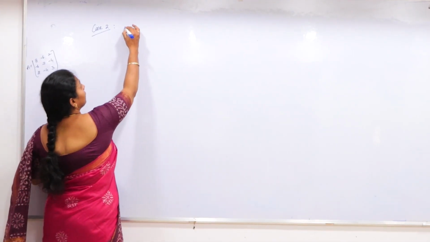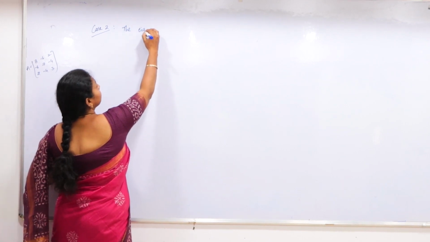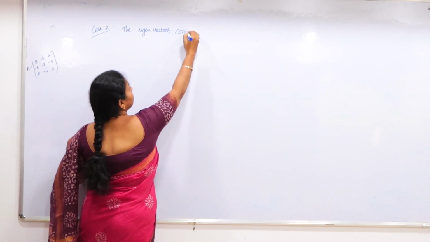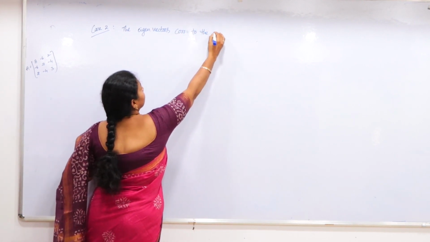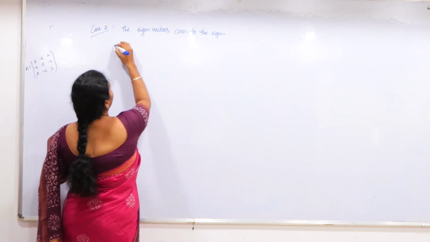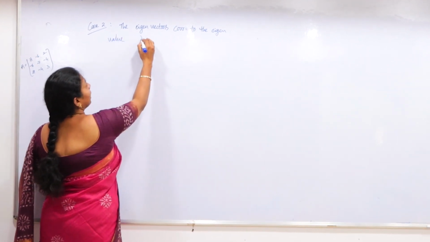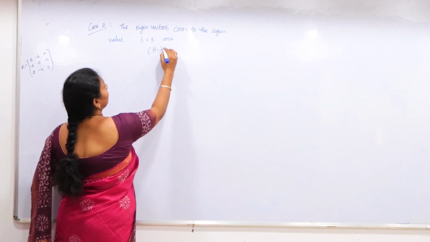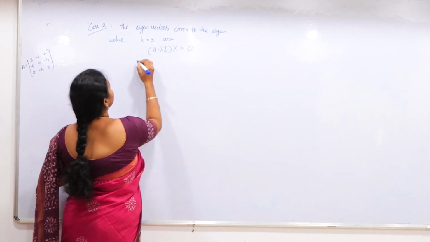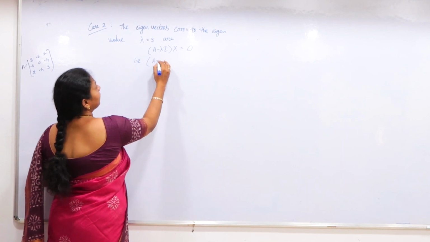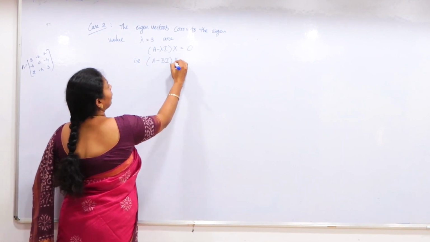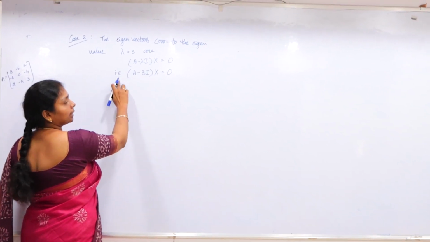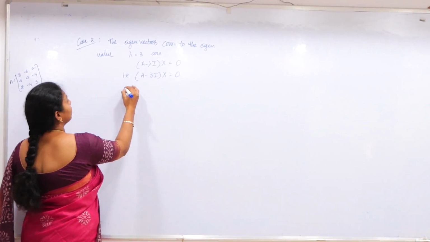Next, case 2: the eigenvectors corresponding to the eigenvalue lambda equal to 3 are given by the formula (A minus lambda I) x equal to O. That is, replace lambda by 3: (A minus 3I) x equal to O. A minus 3I means the diagonal elements of A minus 3.